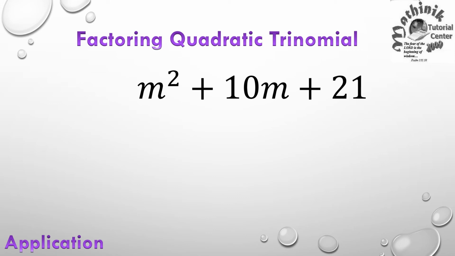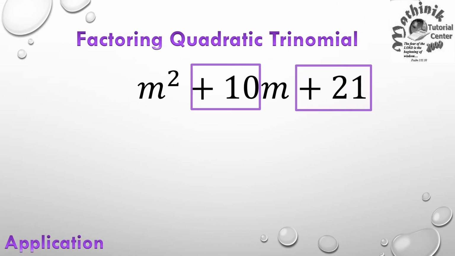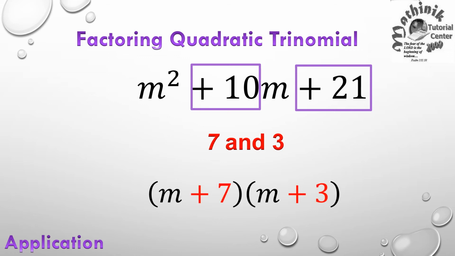What about m squared plus 10m plus 21? So we have to have two numbers whose sum is 10 and whose product is 21. The two numbers are 7 and 3. So our factors are m plus 7 times m plus 3. Remember that you can always check whether your factors are correct. From the initial slides, we said that the trinomial is the result of multiplying the two binomials, which are the factors. So if we use the FOIL method in here, we have m plus 7 times m plus 3.